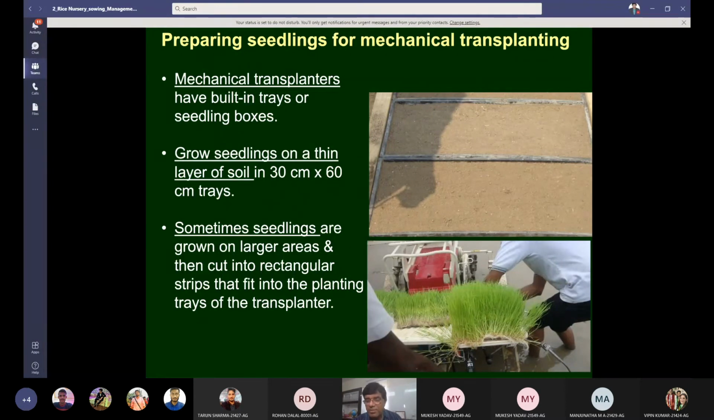Now they are not an exception. Now farmers are using transplanters. So for a transplanter, every nursery cannot be used. You need to prepare a special kind of nursery for transplanting with the machine or tractors.